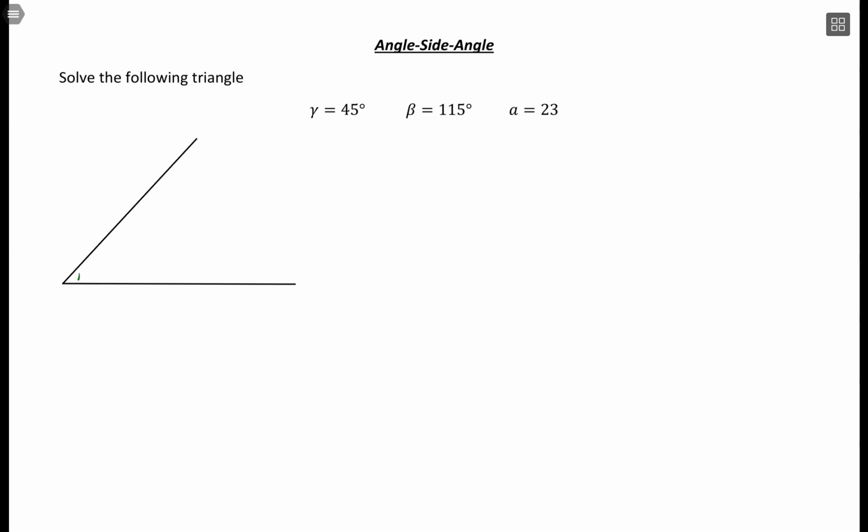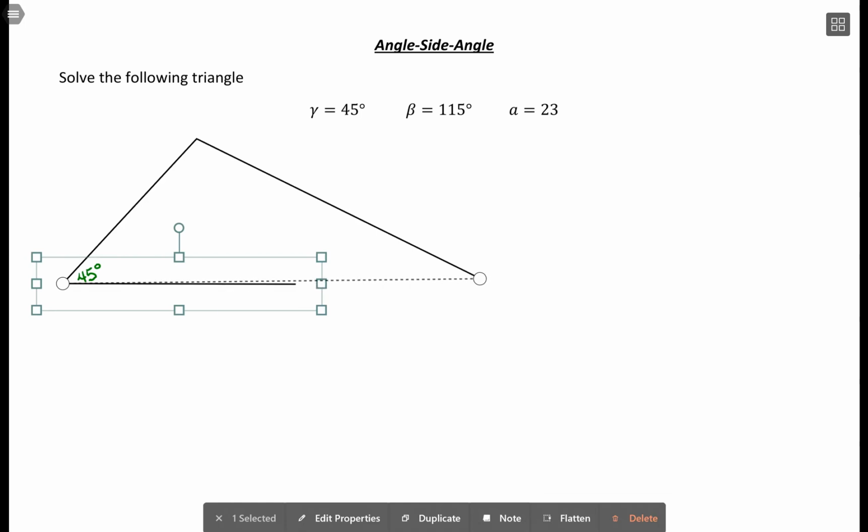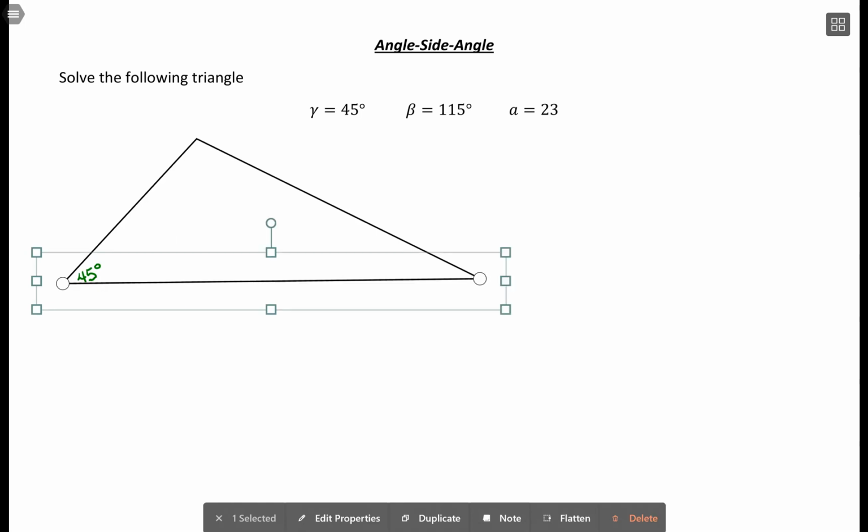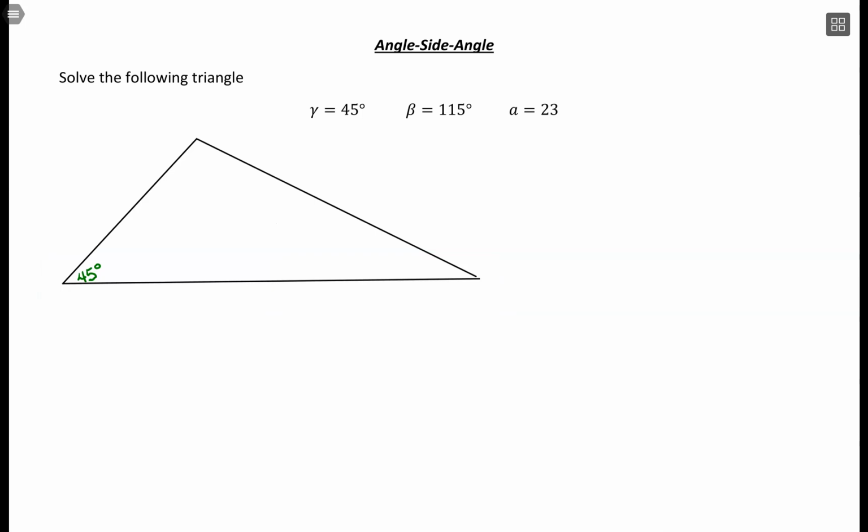So I'll make that my gamma, 45 degrees. And then beta, I'll go ahead and put beta up here. It doesn't really matter which spot. That's 115 degrees. So let's see. I'm going to try and make that a bit larger. That might take up a lot of my page. I'm going to shrink it down a little bit, but as best I can, to show that's a big angle at the top, small angle down below. That should work. All right, so that's beta of 115 degrees.